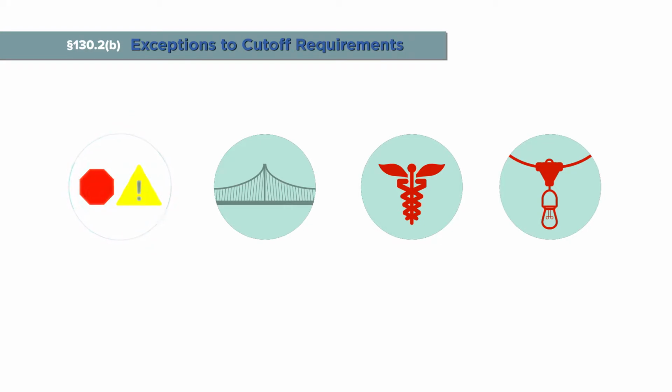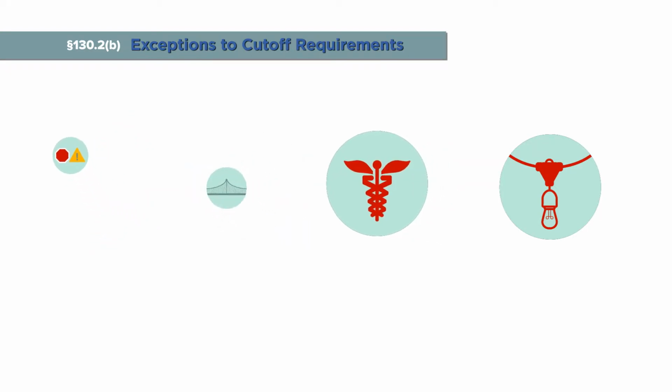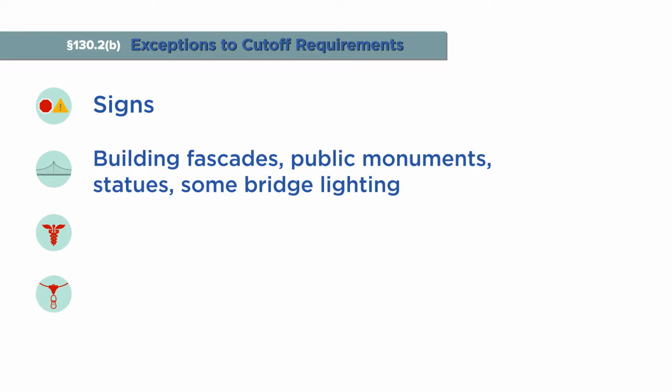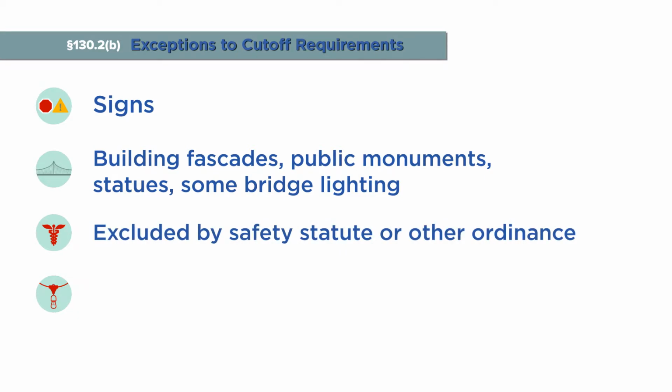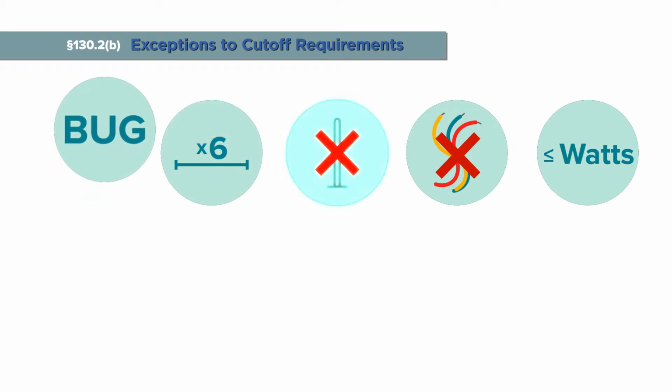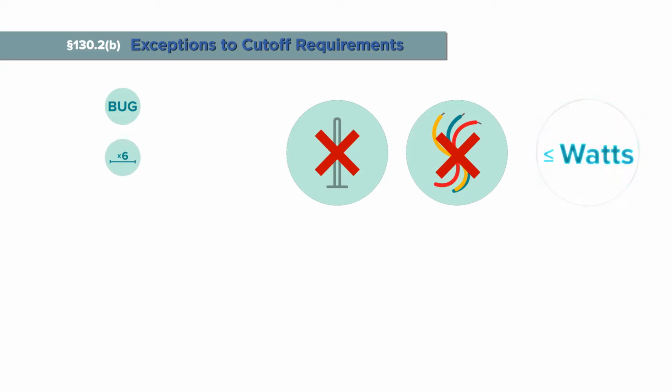Exceptions to cutoff requirements in Section 130.2b include signs, lighting for building facades, public monuments, statues, and vertical surfaces of bridges, lighting not permitted by a health or life safety statute, ordinance, or regulation to be a cutoff luminaire, and temporary outdoor lighting. Another exception to this requirement includes replacements of existing pole-mounted luminaires and hardscape areas that meet the following conditions.